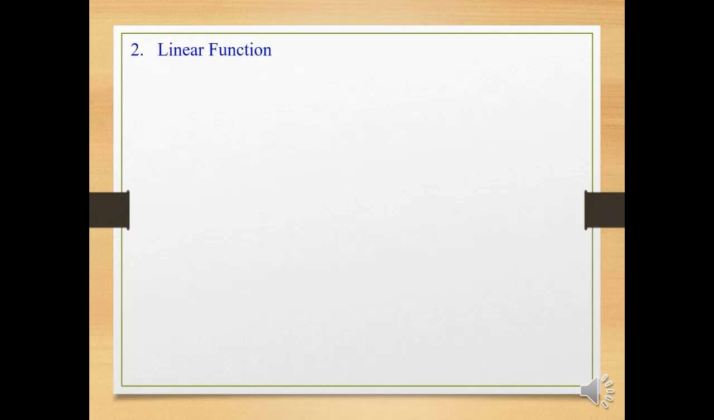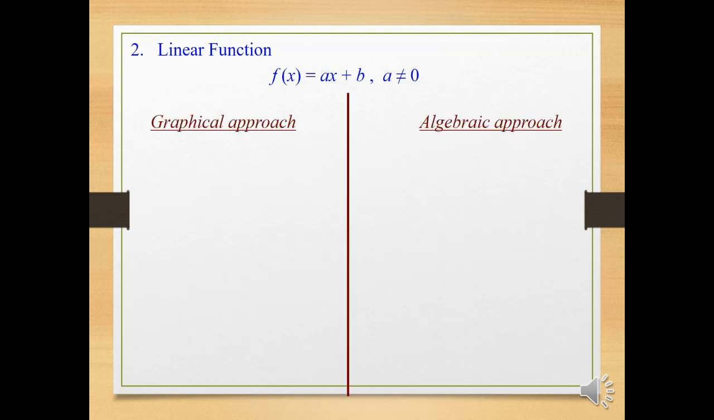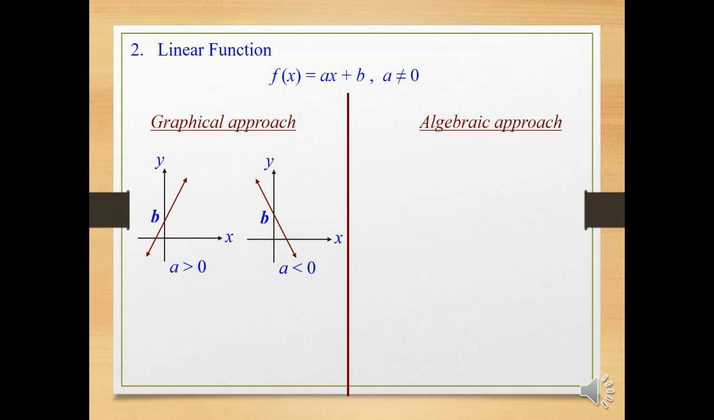Now we will enter linear function in the form of f(x) equals ax plus b. From the graphical approach, when a greater than 0, which is positive, the graph is like this. And when a is less than 0, the linear function graph looks like this.